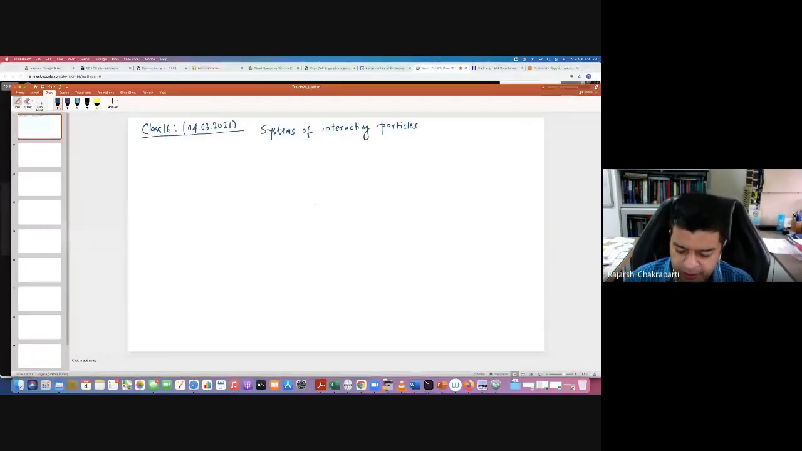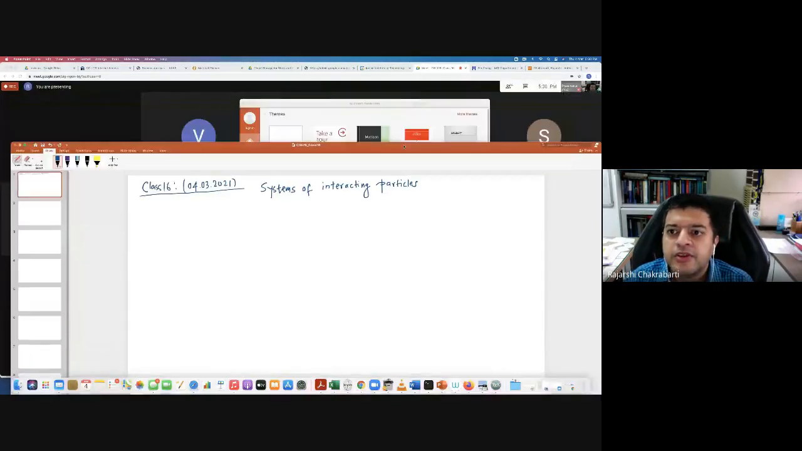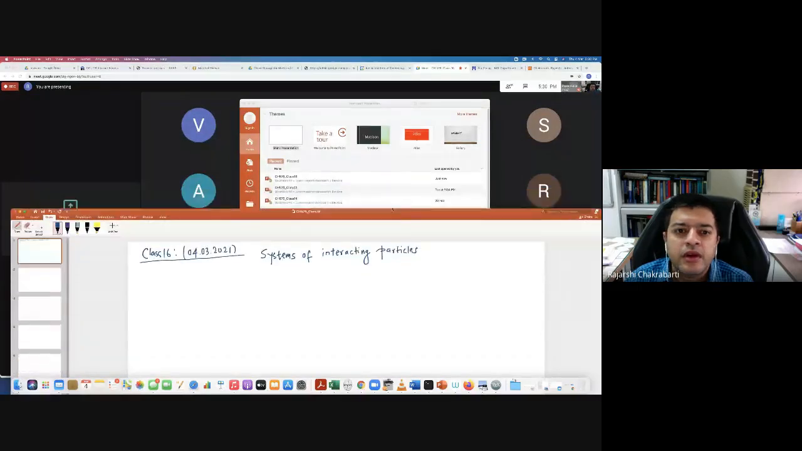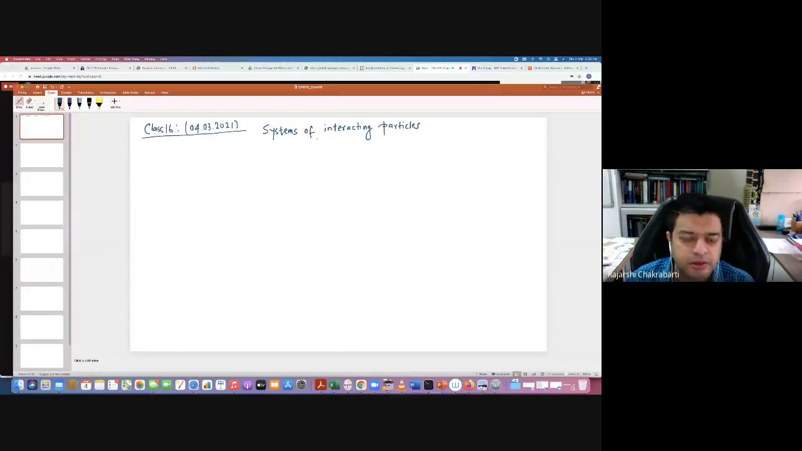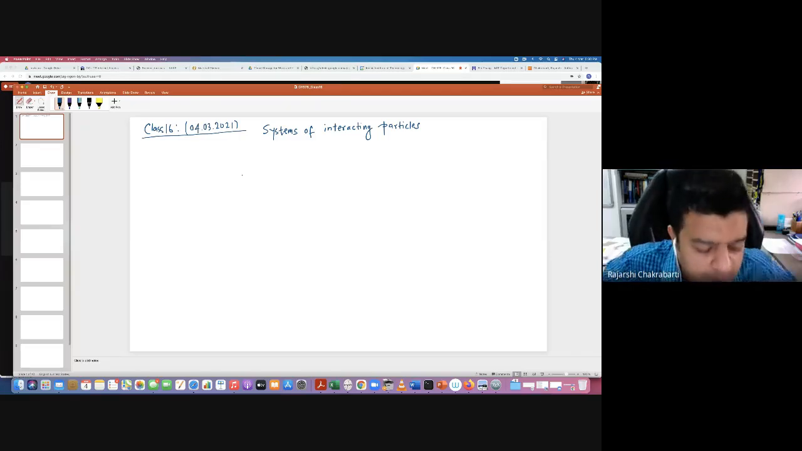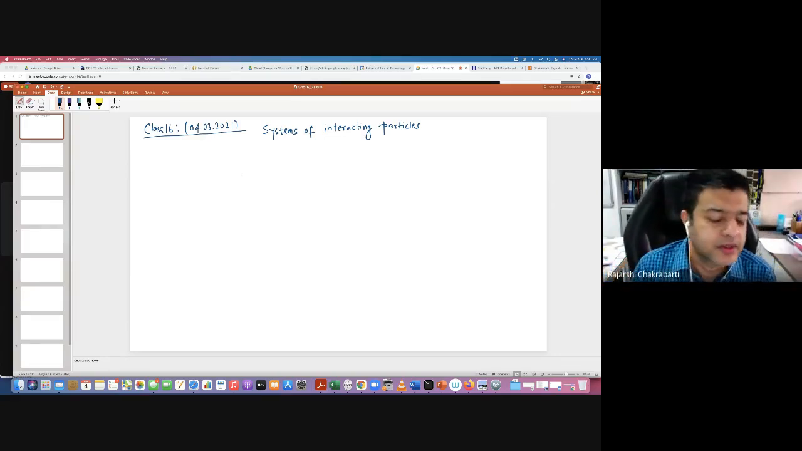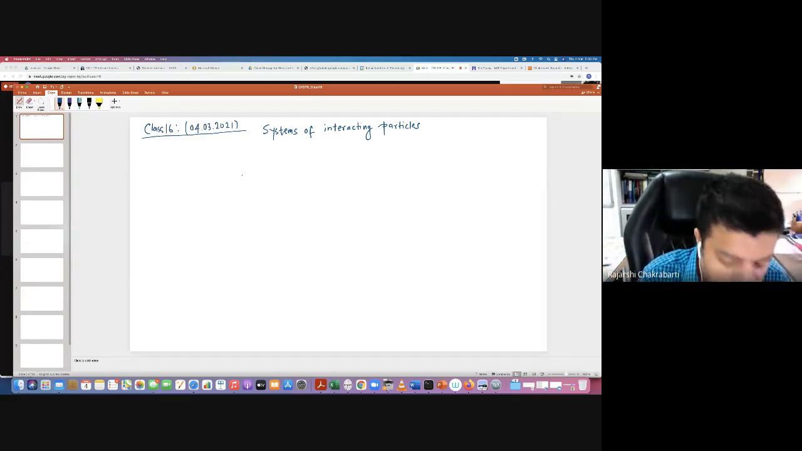If we consider the last class as class number 15, this is class 16 of this course CH576. Okay. So today we are going to start what is known as a system of interacting particles. So far we have dealt with systems where particles don't interact, isn't it? They are non-interacting or weakly interacting.